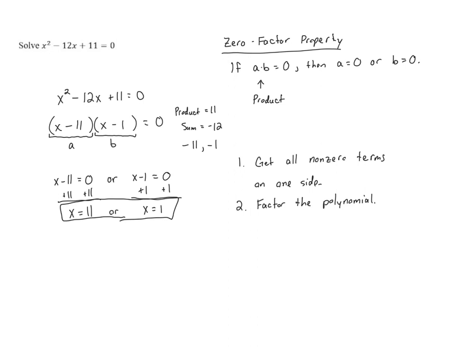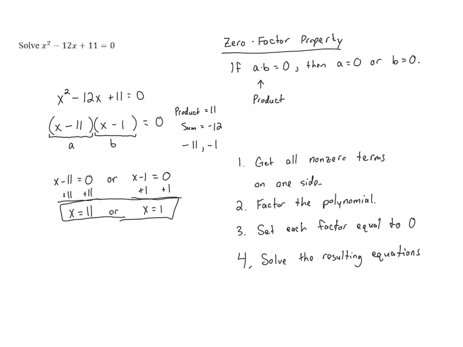And then once we factored it, we take each of those factors and we set them equal to 0. We said that first factor, x minus 11, equals 0, or the second factor, x minus 1, equals 0. So the next step is to set each factor equal to 0. And then after we do that, we've got equations, and we can solve those resulting equations to get the values of x that are our solutions.